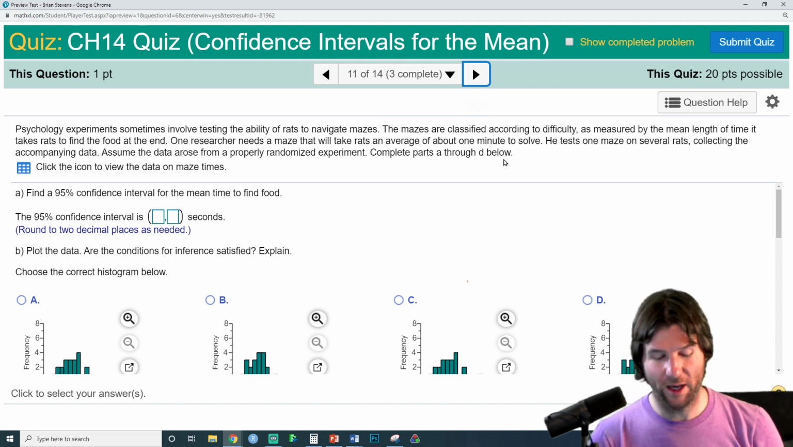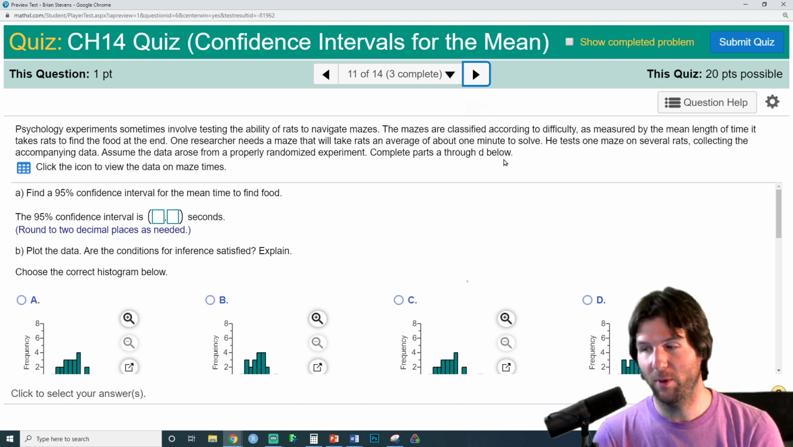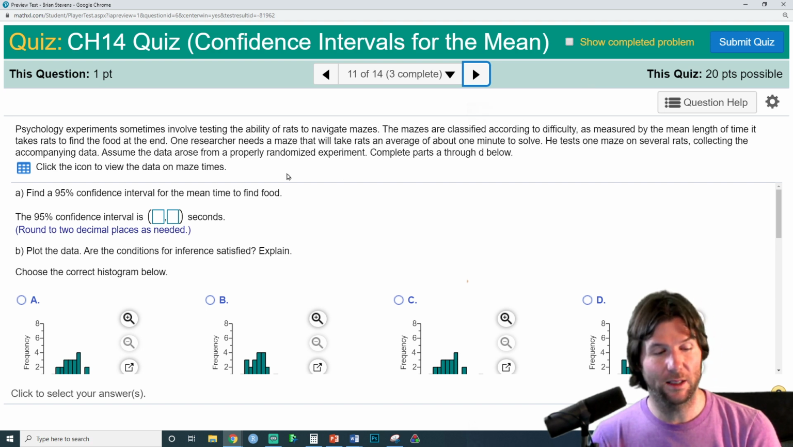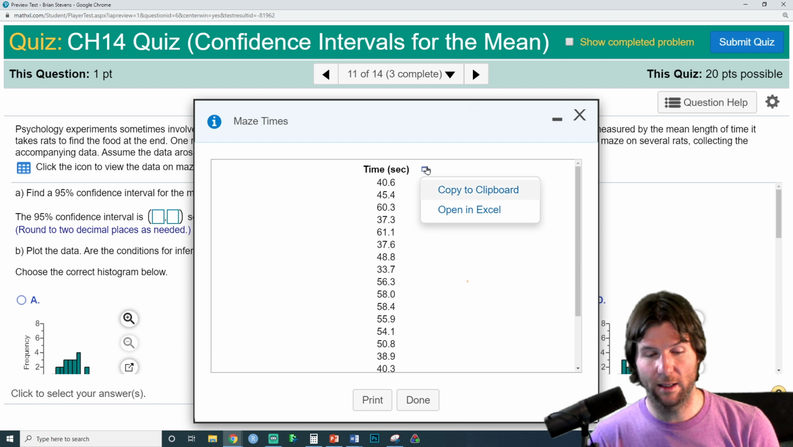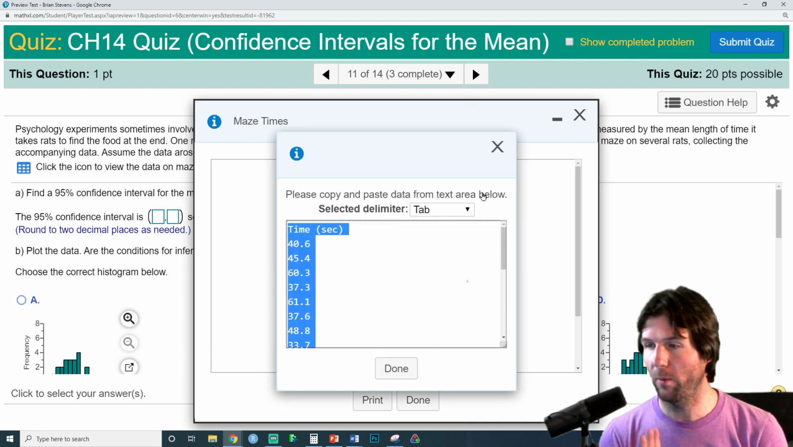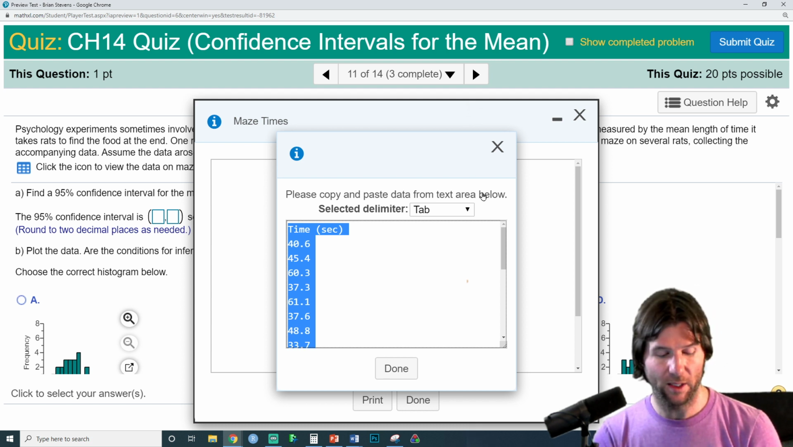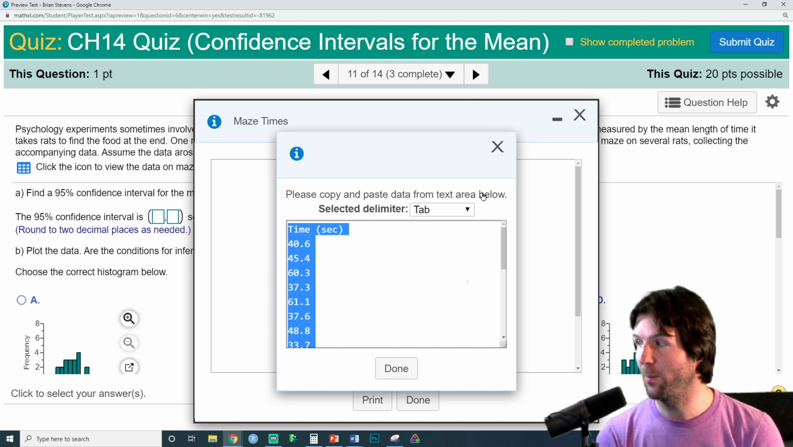Cool. Now this one I really like because we're going to get to do it in JMP, because it gives us data. So we're going to click on this data here and copy it to the clipboard, hitting Control-C or Command-C on a Mac. Remember, you can stop this video or slow it down, but all I did was go to the following screen and copy the data.